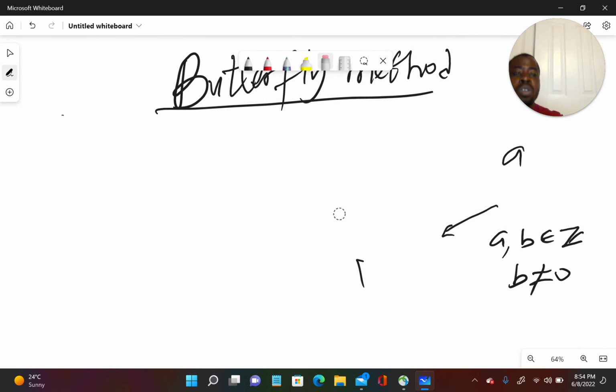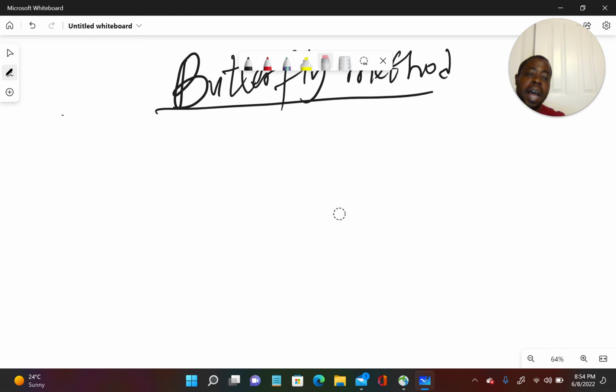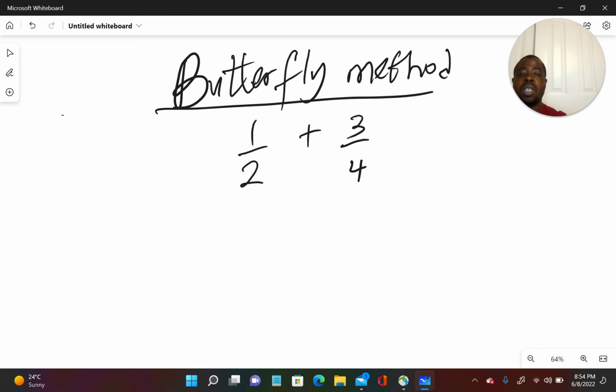Now let me go straight to the butterfly method. Suppose you are asked to add up two fractions, maybe 1/2 plus 3/4. Now, this is how the butterfly method works. You underline, it's a fraction, and you will get a fraction as a result. So you make up this line for the fraction.